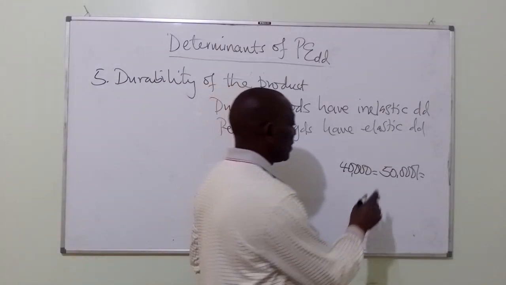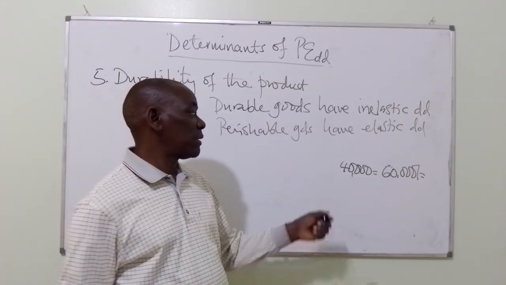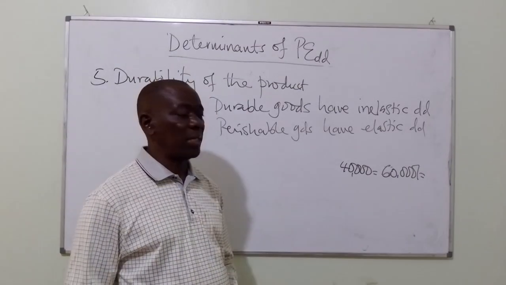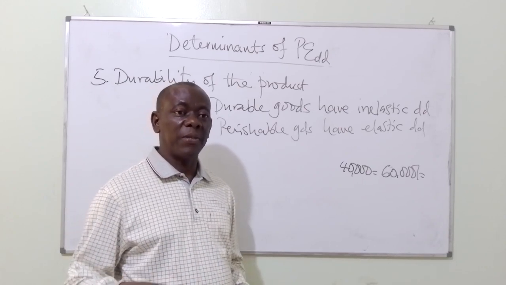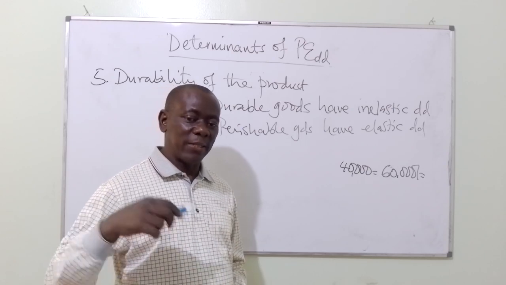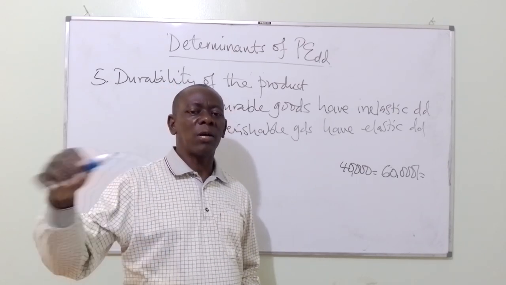But even if you put it at 60, that means about a 50% increment. That is very big. But still you find somebody buying, even if he is poor, you still buy that saucepan. Why? It is durable. Durability means that it is going to take a longer period.